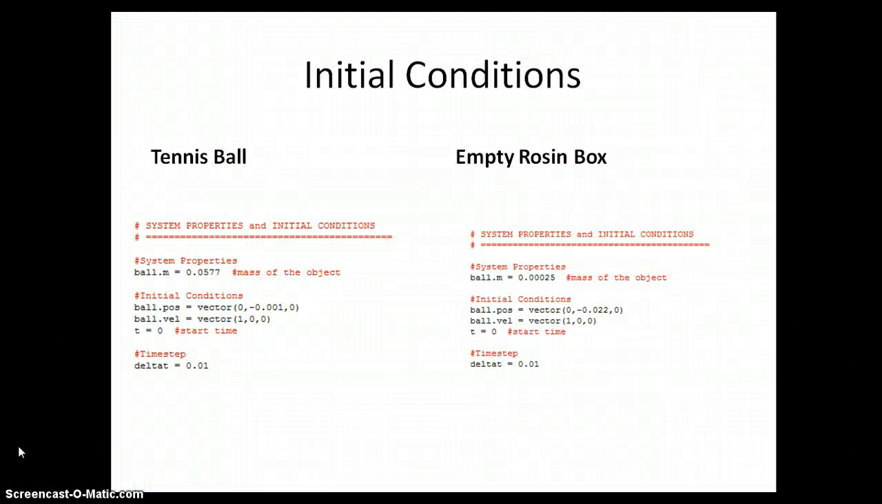Afterward, I modeled both objects in VPython. To model the objects, I first found their masses online, where 0.0577 kilograms was the mass of the tennis ball, and 0.00025 was the mass of the rosin box. I then inputted the initial position, which I took from Tracker, and using an initial velocity of 1 in the x direction and 0 in the y direction, and a small delta t to predict the motion.